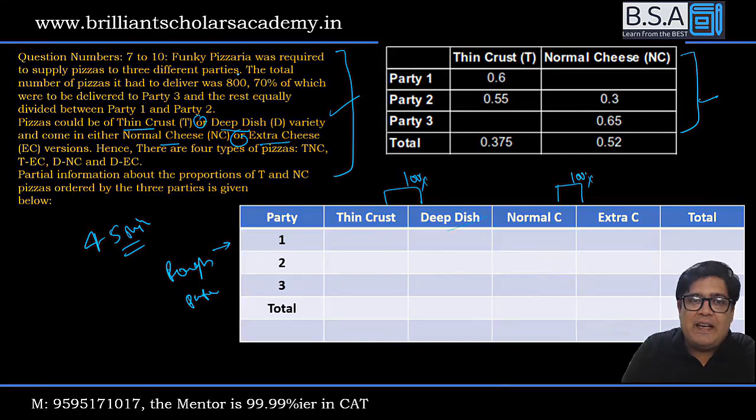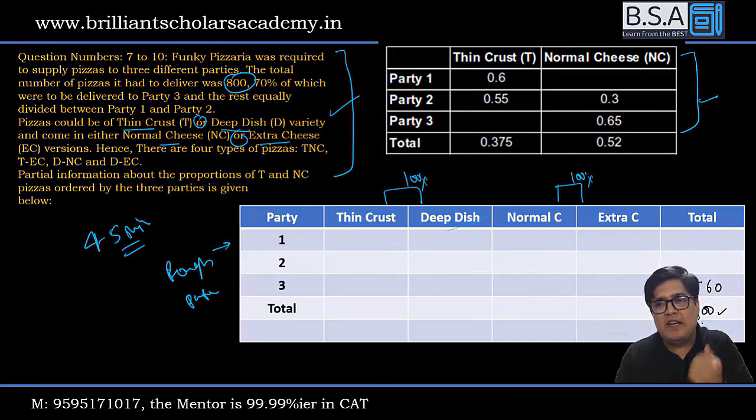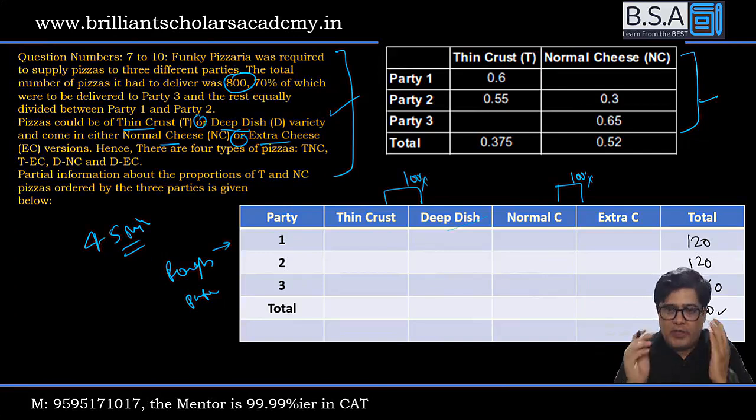So we'll start from here. How many people are there in the party? 1, 2, 3 combined, there are 800. So 70% are delivered to party 3. What is 70% of this? 560. And party 1 and party 2 are equally divided. So when you take away 70%, remaining is 30%. What is 30%? 240. 240 goes equally as 120, 120. Are you scared of calculation? Use a calculator. Being correct is more important than satisfying your ego.